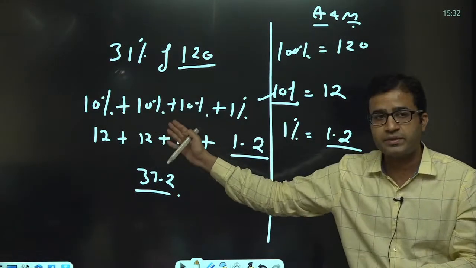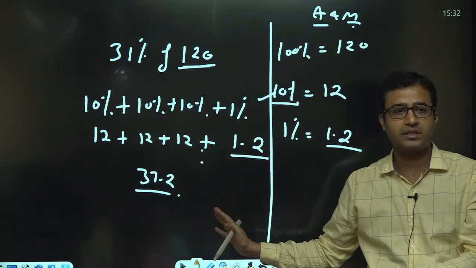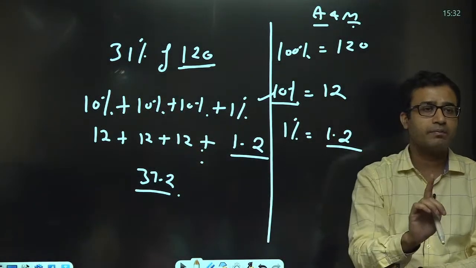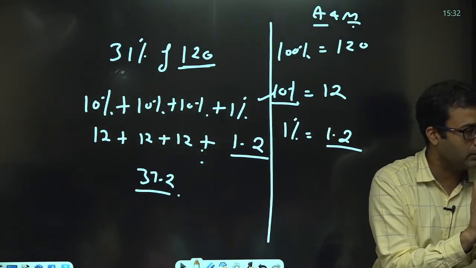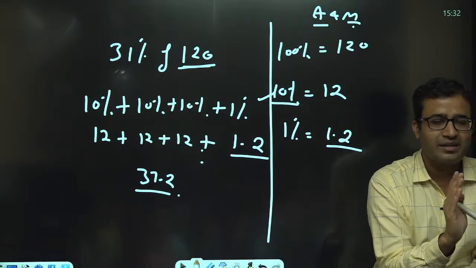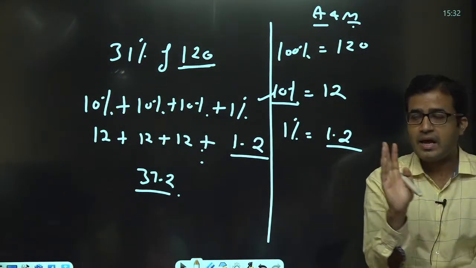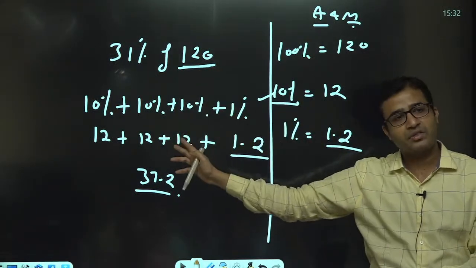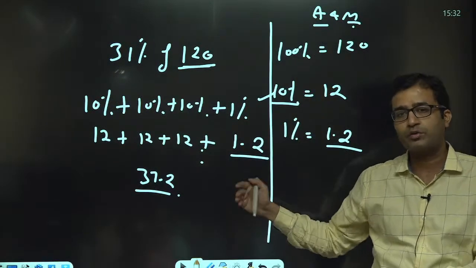Break क्या किया मैंने? 10%, 10%, 10%. ऐसा नहीं करता, वैसे मैं 30% plus 1% करता हूँ. Because if I know 10%, I can easily find 30%. If 10% is 12, 30% will be 36. 10, 10, 10 थोड़ा ज़्यादा हो जाएगा. ठीक है. I know 10% is 12, then 30% will be 36 plus 1%, 1% is 1.2, and I do that in mind.